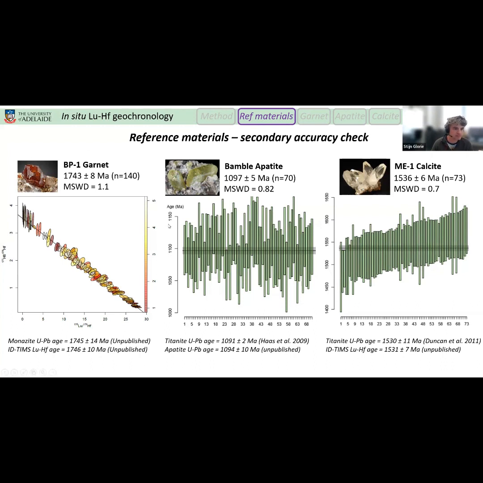And as you can see, over 5 sessions, we get a nice isochron with a garnet age that is pretty much well into agreement with the published numbers. So this means that our calibration works well for garnet.